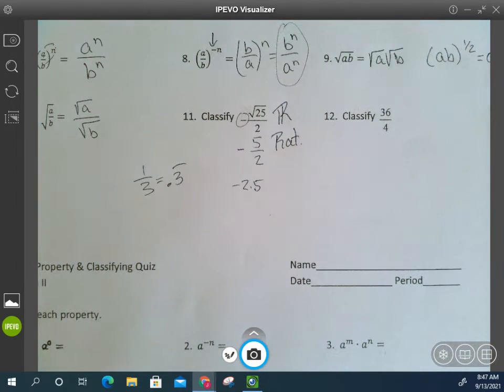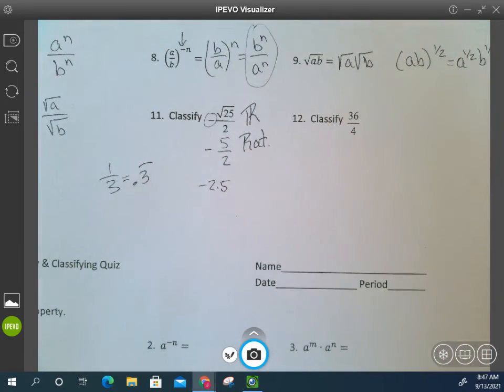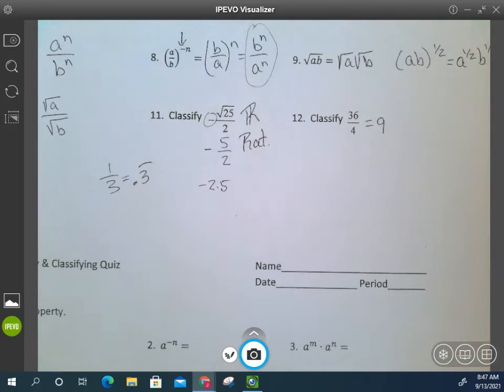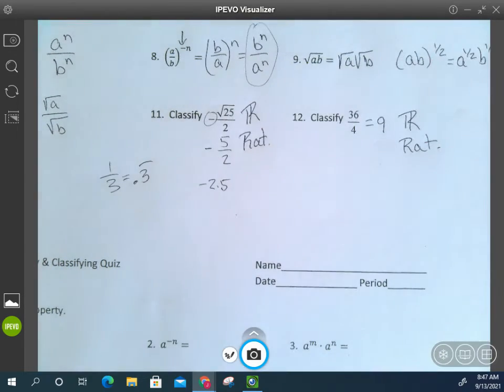To be irrational, it goes on forever, right? Or a dot, dot, dot at the end. Pi, square root of 10. Okay, 36 over 4. It reduces real nice to a what? A 9. Okay, so with that in mind, it is real. It is rational or irrational? It's rational.